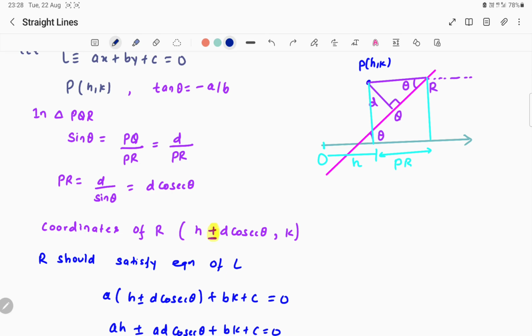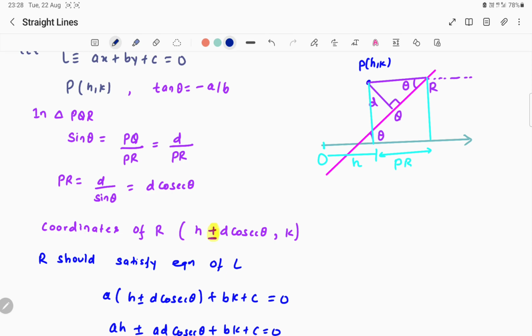You can wonder why we got minus. So think of a situation like this, same setup. If the point P was here, you draw a horizontal line here, so your x coordinate is decreasing. So in that situation, it will be H minus D cosec theta. In the first case, the x coordinate of R is greater than the x coordinate of P. But in the second case, the x coordinate of P is less than the x coordinate of R. So that's the reason one time it will be plus, other time it will be minus.